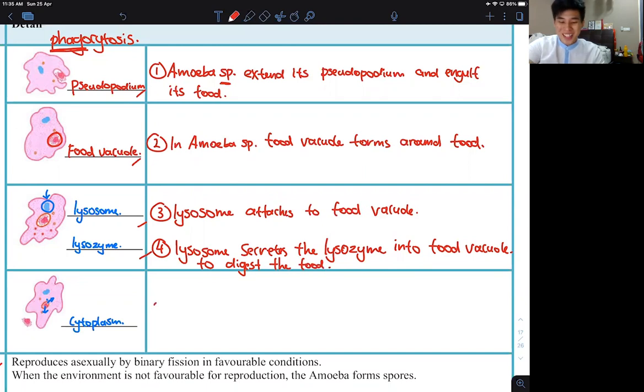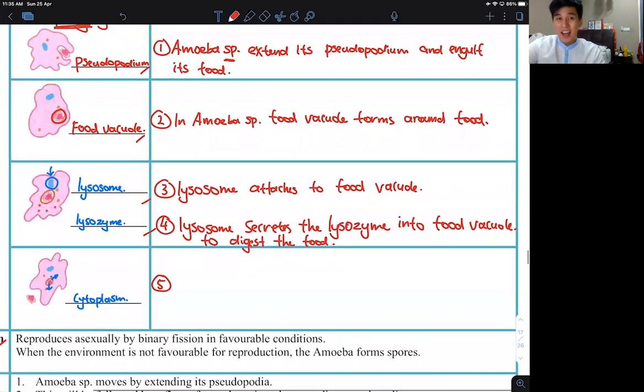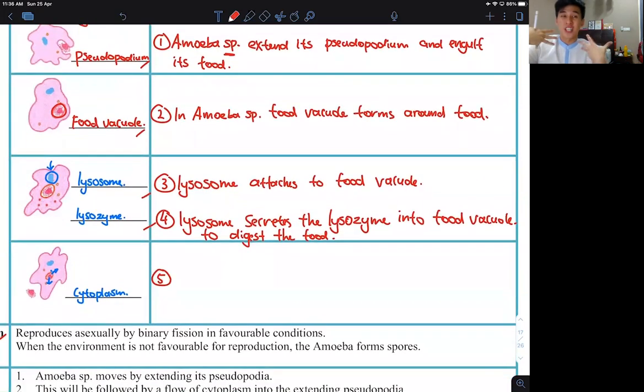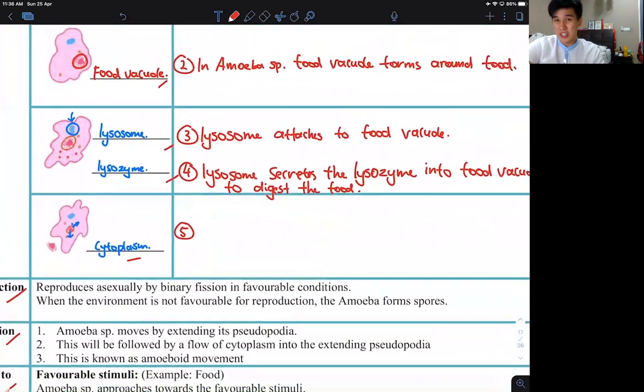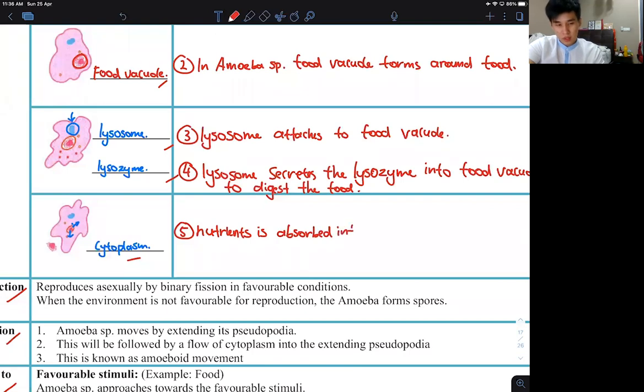So once I digest the food already, I need to absorb the nutrients. Just like in humans, you digest food already, then the small intestine absorbs the nutrients. So here, the nutrients are actually absorbed into the cytoplasm. So you just have to say nutrients are absorbed into cytoplasm.